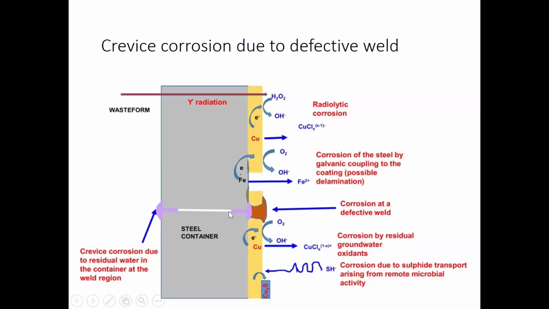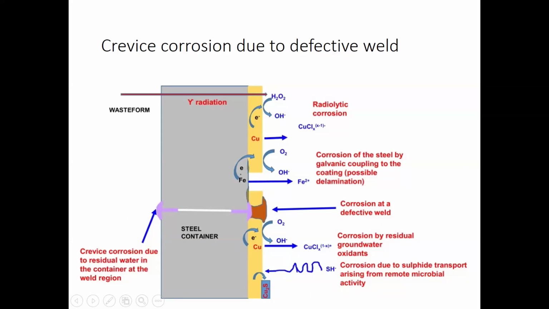So this is very obviously not good. If you have penetration of water continuously through this crevice, through your defective weld, this is then going to lead to galvanic corrosion. But even if you don't, you're going to experience a certain amount of crevice corrosion along this seam anyway.